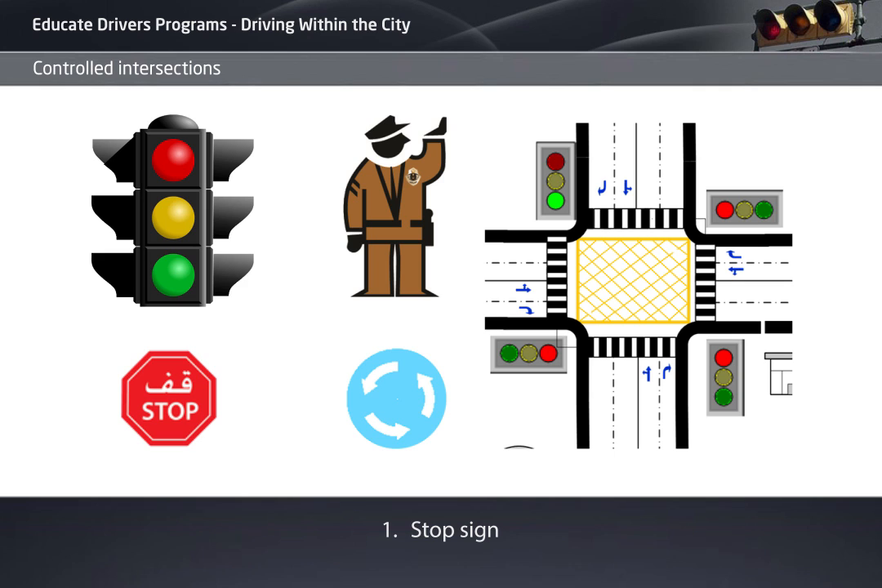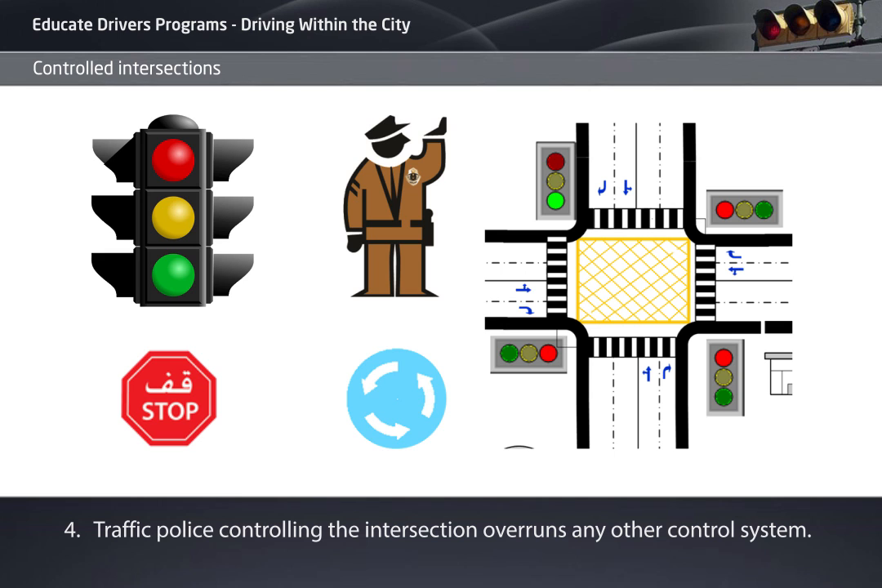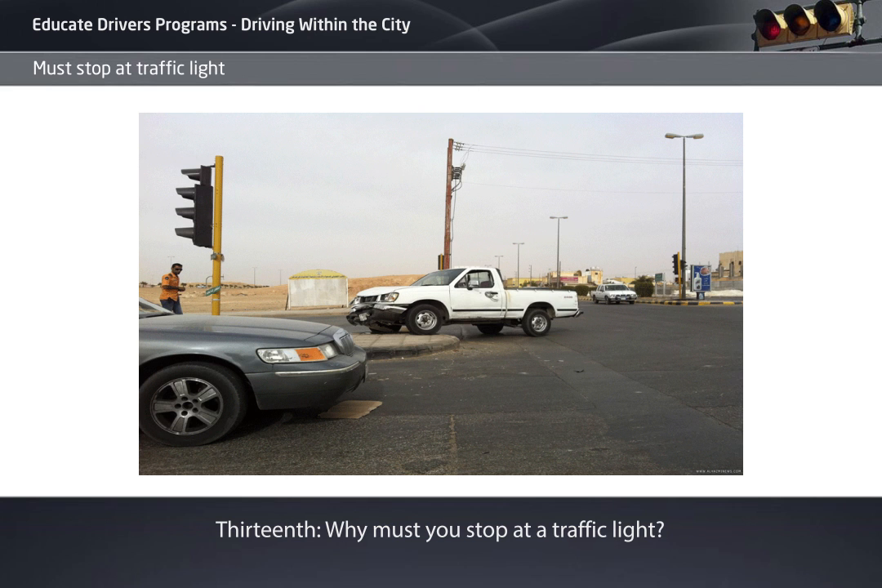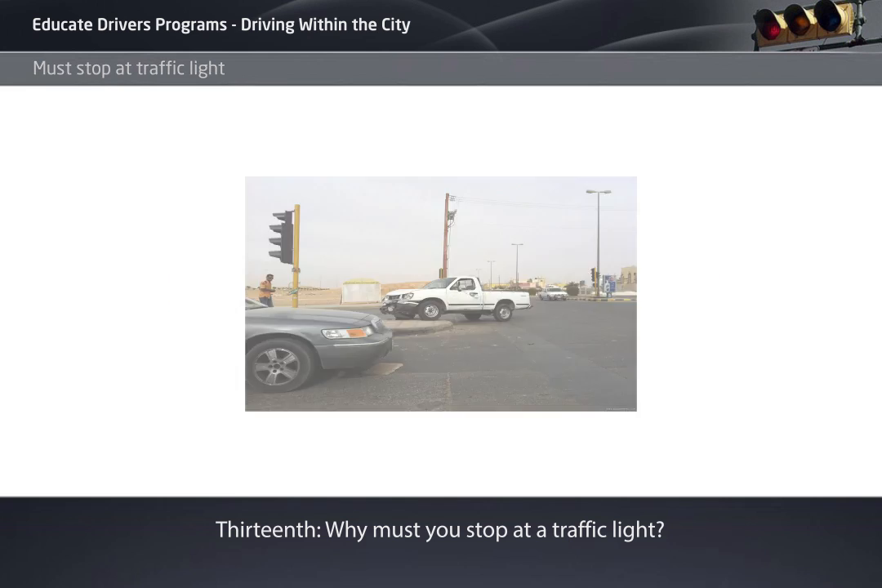12th, to control intersections and prevent accidents, we use control methods to pass through, such as 1. Stop sign. 2. Roundabout. 3. Traffic light. 4. Traffic police controlling the intersection overrules any other control system. 13th. Why must you stop at a traffic light?